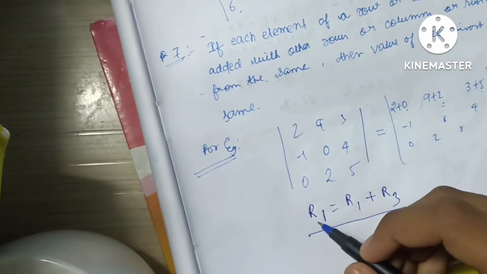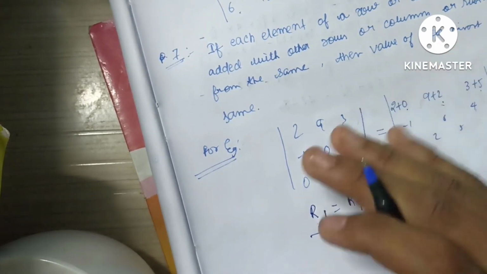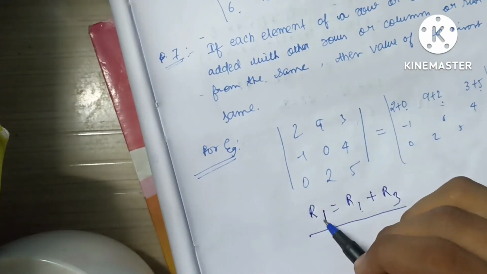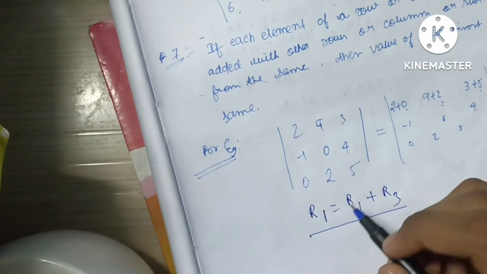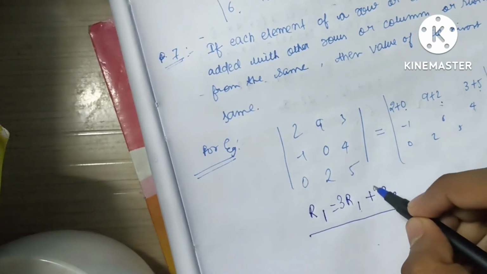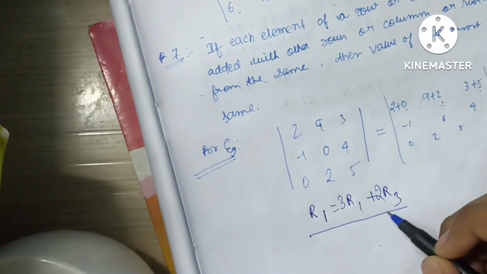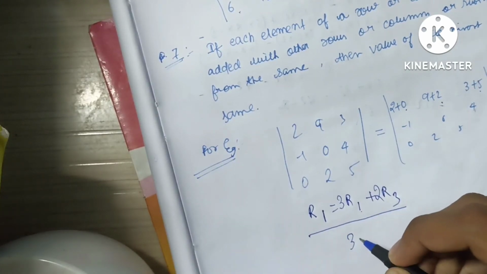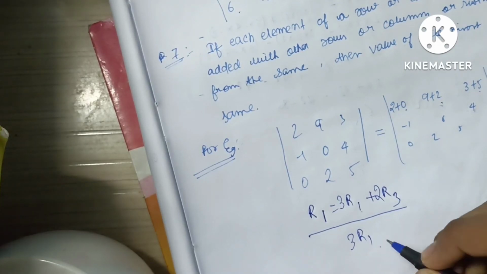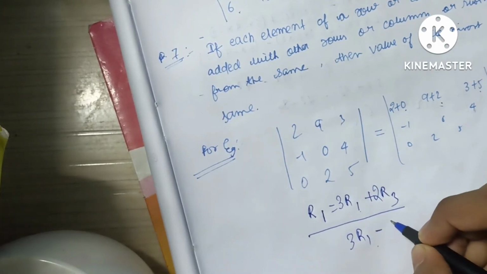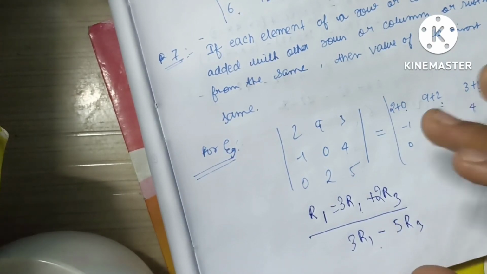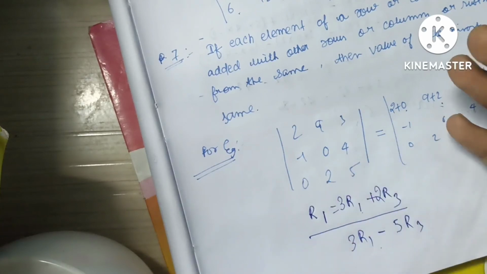I'm taking another example now, forget this one. Suppose there is a determinant and we need to change row 1. So row 1 can be changed into 3 times row 1, or 2 times row 3. In this way also we can do it. Similarly, we can subtract also. Suppose we find 3 R1 and subtract from it 5 R3. Anything we can add or subtract, and then simplify it into a new determinant and solve it.